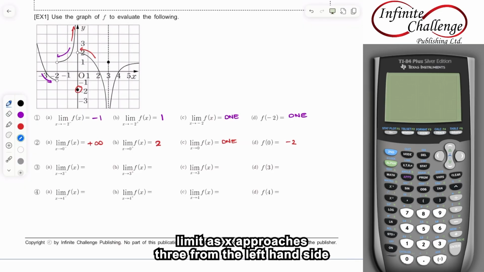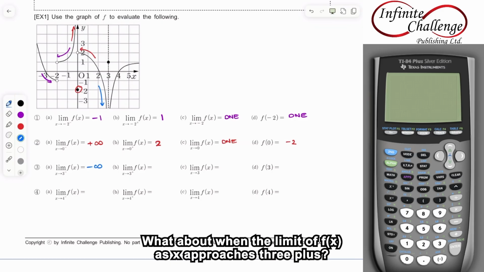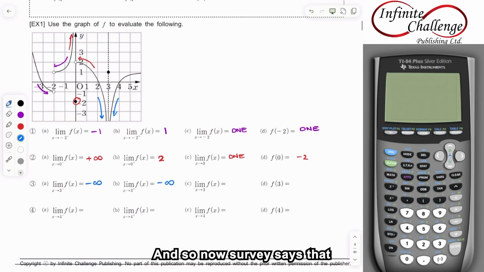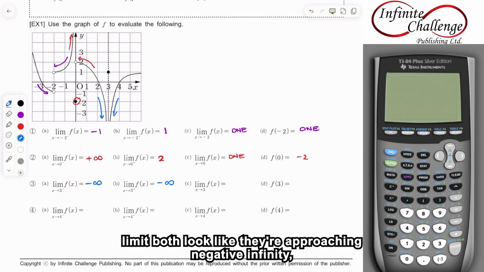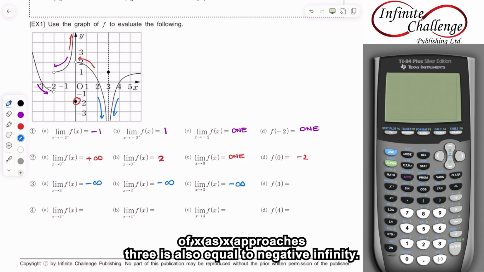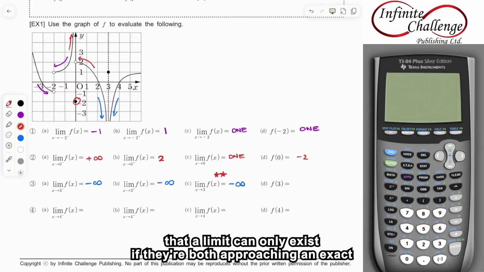What about the limit as x approaches 3 from the left-hand side? Whew, it goes to -infinity. What about the limit of f of x as x approaches 3 plus? Well, oh, it's also going down to -infinity. And so, now survey says that because the left-hand limit and the right-hand limit both look like they're approaching -infinity, I can confidently say that the general limit of f of x as x approaches 3 is also equal to -infinity.